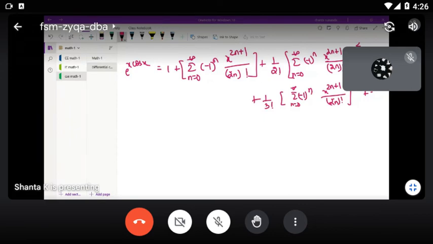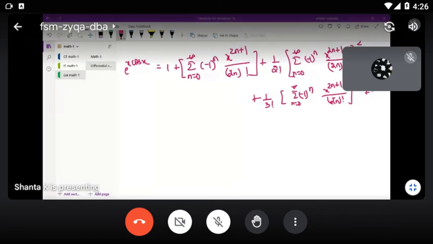Now you have to open it also. If you want, you can write here 1 plus x cos x, so what happens here? x minus x cube by 2 factorial plus x power 4 by, so here x power 4, it will be x power 5. Got it? Now here plus 1 by 2 factorial, the same thing we will write here and the square term.